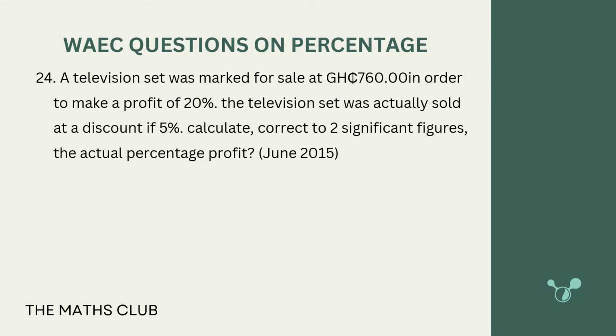Great. The last question says that a television set was marked for sale at 760 Ghanaian cedis in order to make a profit of 20%. The television set was actually sold at a discount of 5%. Calculate, correct to 2 significant figures, the actual percentage profit. I want you to actually pause the video and try this out yourself.